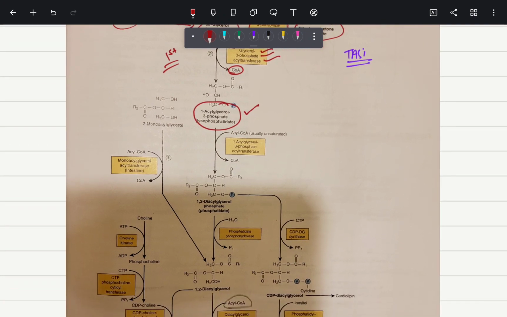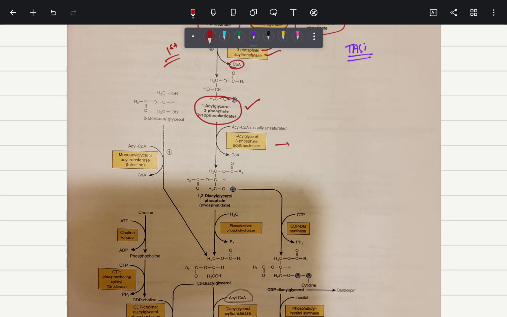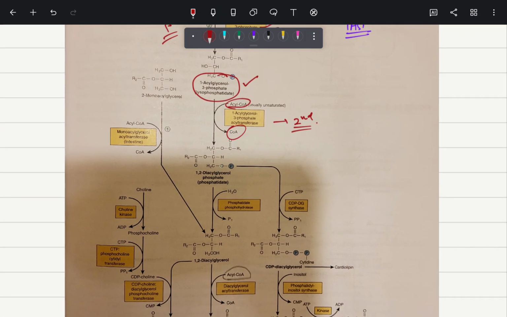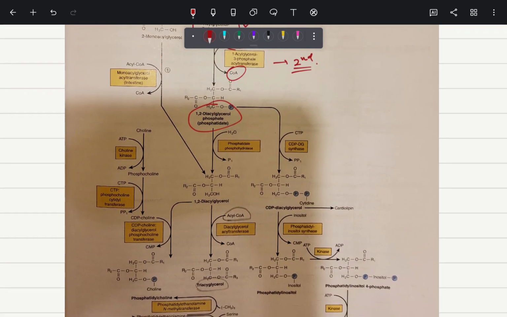Okay, and eventually 1-acylglycerol 3-phosphate will undergo a second acylation, during which a second acyl group is added to the second carbon of the glycerol. So eventually it will get converted into 1,2-diacylglycerol 3-phosphate, because on carbon number 1 and 2 there will be two acyl groups, and on the third carbon we have the phosphate. Hence it is called your 1,2-diacylglycerol 3-phosphate. And the other name of 1,2-diacylglycerol 3-phosphate is your phosphatidate.